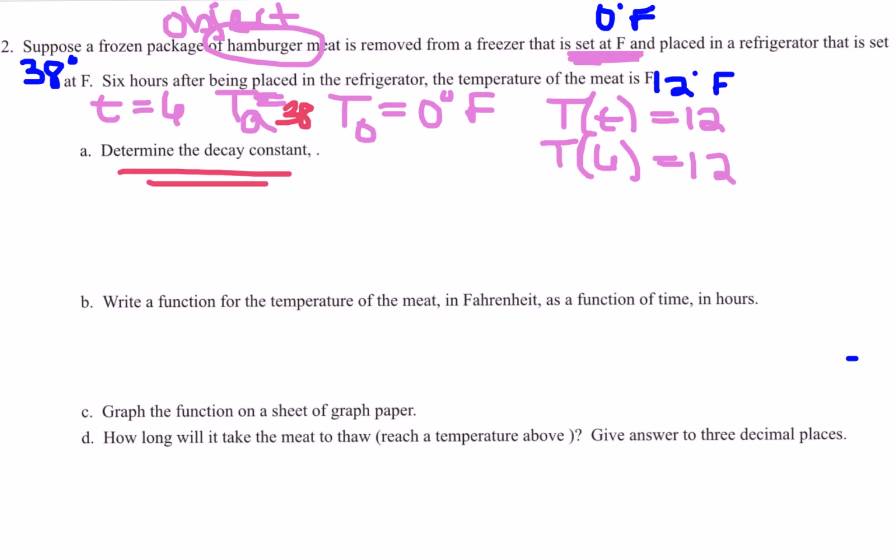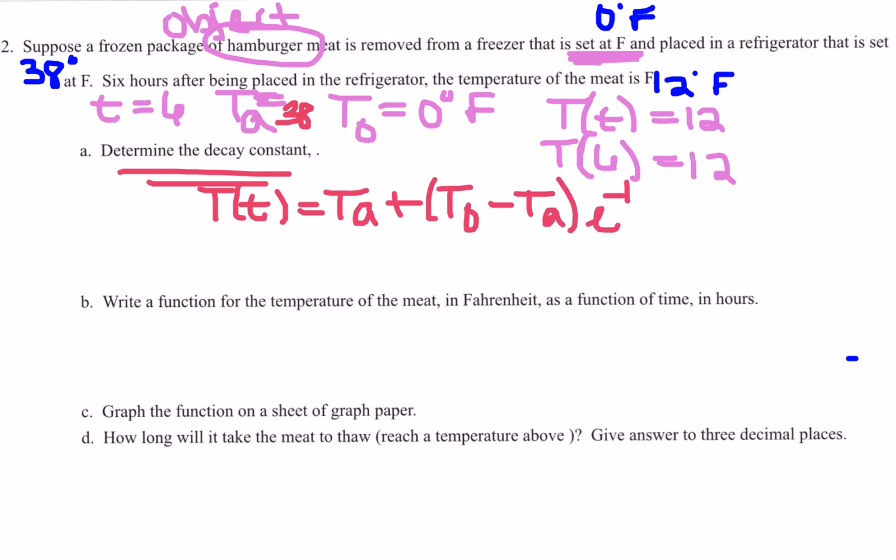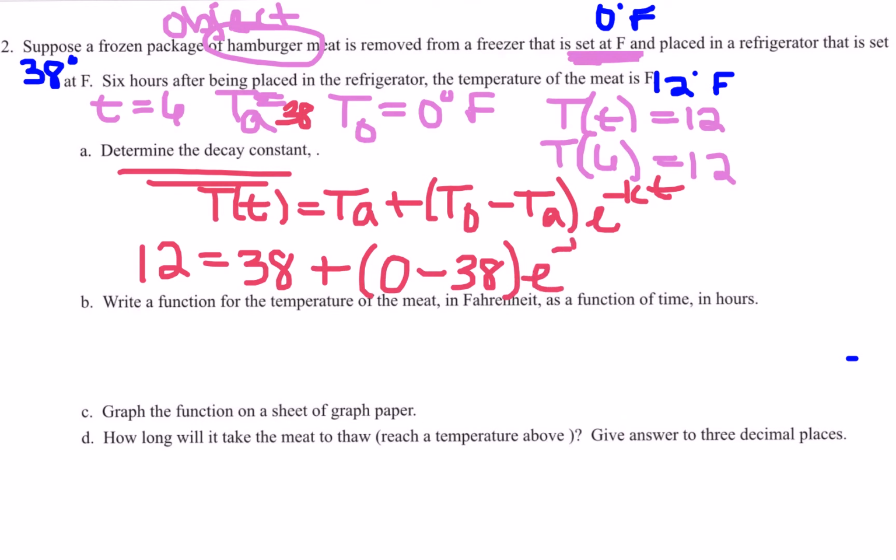So we're basically going to plug into the formula respectively. The formula is T(t) = T_A + (T_0 - T_A)e^(-kt), like I said before. You know T(t) is 12. T_A is your ambient temperature, which is the temperature of the fridge, which is 38. T naught is the temperature of the object, right now it's at 0 degrees Fahrenheit, minus 38. And e to the negative k, t is 6. Okay? So right now, this is what you're focusing on. They want you to find k. So we're going to use this formula here to find k.